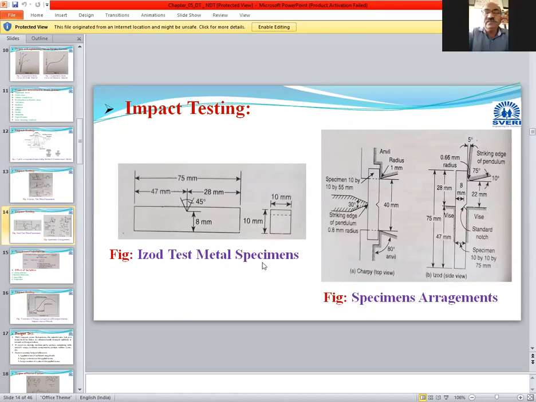So this is the specimen arrangement for the Izod impact and Charpy test. Izod impact and Charpy test specimen arrangement is there. So you can see, yesterday we saw this arrangement, and just by striking that pendulum, on that dial you will get the total energy absorbed by the component. Okay. Next arrangement. Next one.